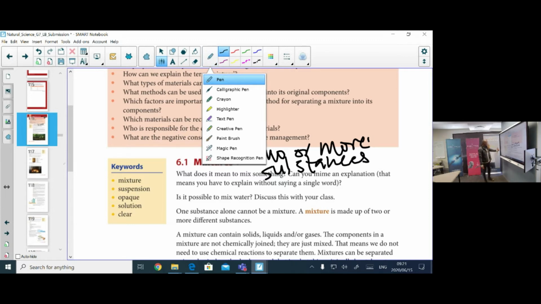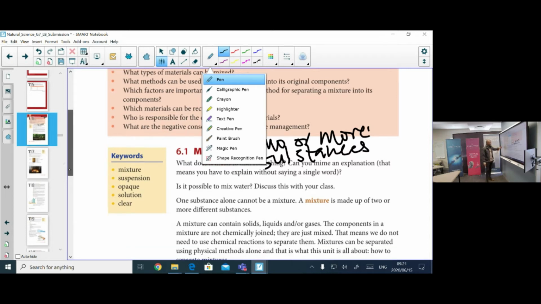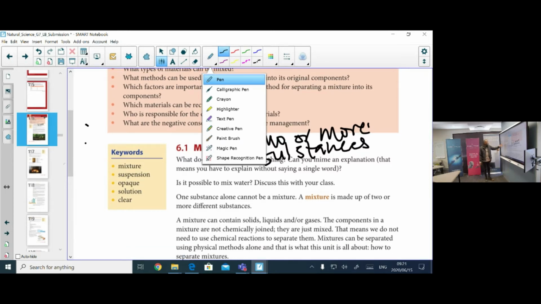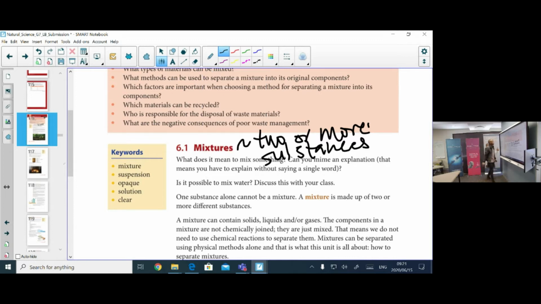As we continue to discuss mixtures, there'll be a few keywords that we'll need to try to remember. In this chapter, we've already defined mixture. We'll come upon the words suspension, opaque, solution, and clear. We've already discussed what a mixture is and what a solution is. Let's discuss suspension, opaque, and clear.